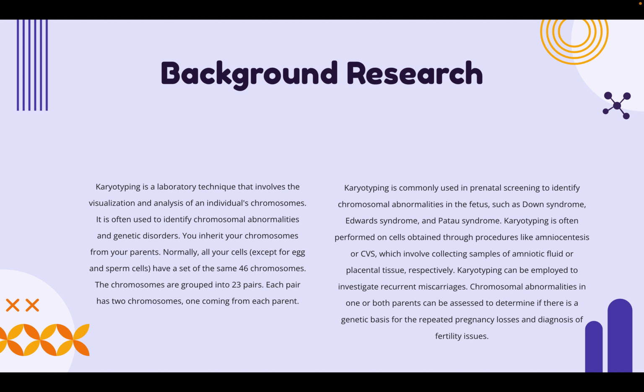Normally, all of your cells, except for the egg and sperm cells, have a set of the same 46 chromosomes, the chromosomes being grouped into 23 pairs each, having 2 chromosomes, one coming from each parent. Karyotyping is commonly used in prenatal screening to identify chromosomal abnormalities in the fetus, such as Down syndrome, Edwards syndrome, and Patau syndrome.